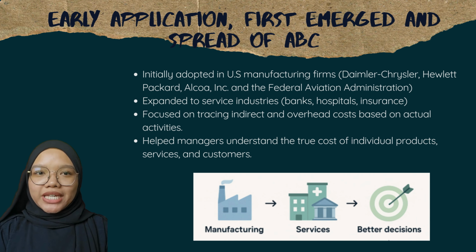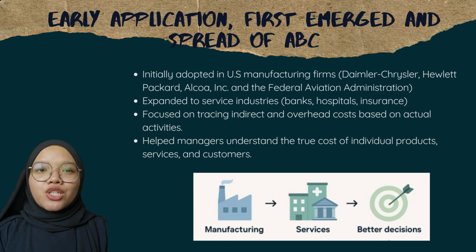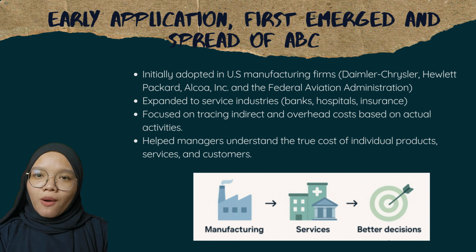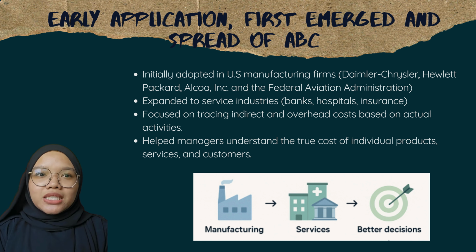Next is early application of ABC. ABC was first used in large US manufacturing firms such as Daimler Chrysler, Hewlett-Packard, Alcoa, and even in government bodies like the Federal Aviation Administration. These organizations had complex processes and multiple products or services that made traditional costing unreliable.